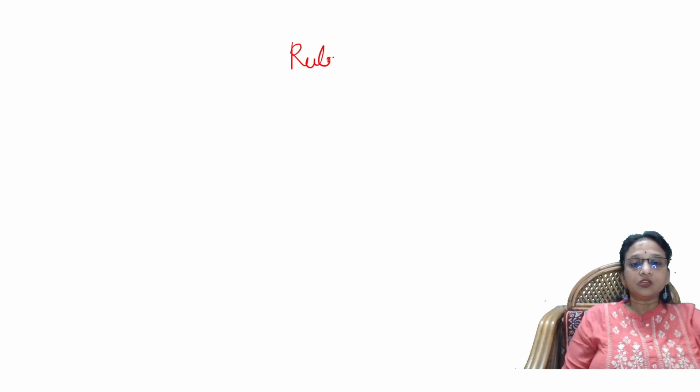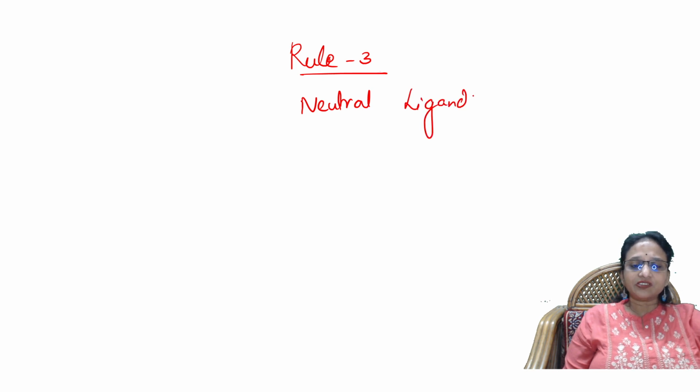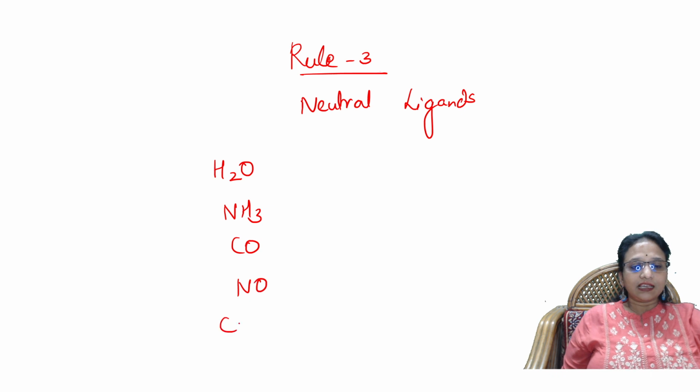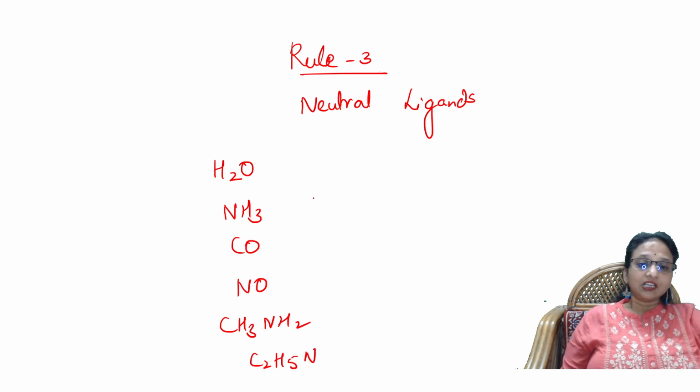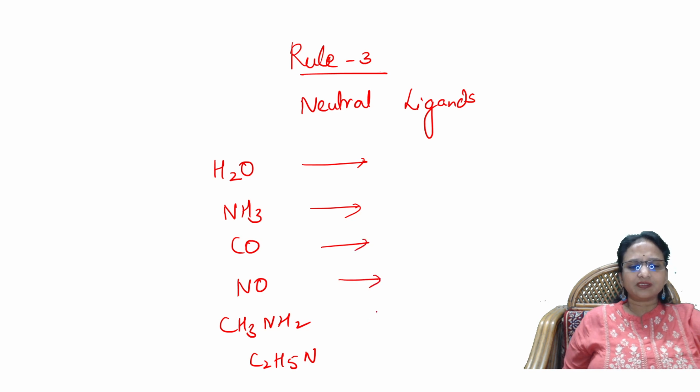Rule number 3 is if you have neutral ligands. Neutral ligands are different series of neutral ligands, correct? For example, like water, like ammonia, like CO, like NO, like methylamine, like pyridine. All these are different examples of neutral ligands. So for them, almost the name will not change. It will be the same.